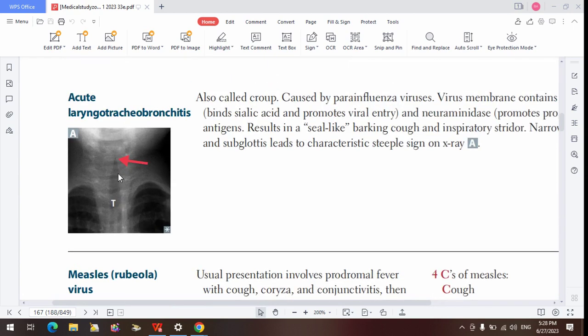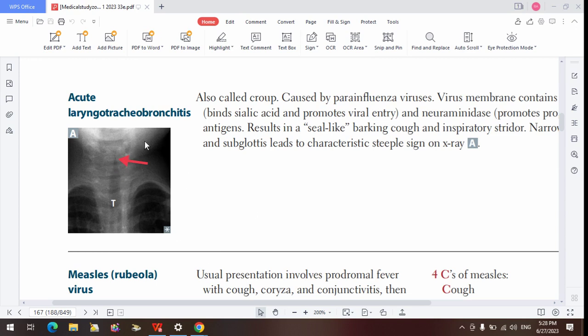Okay, so this is it. This is the trachea, coming downwards. You can see that it's already narrowed. It makes it look pointed. So once you see this steeple sign, you know that this is likely to be croup.